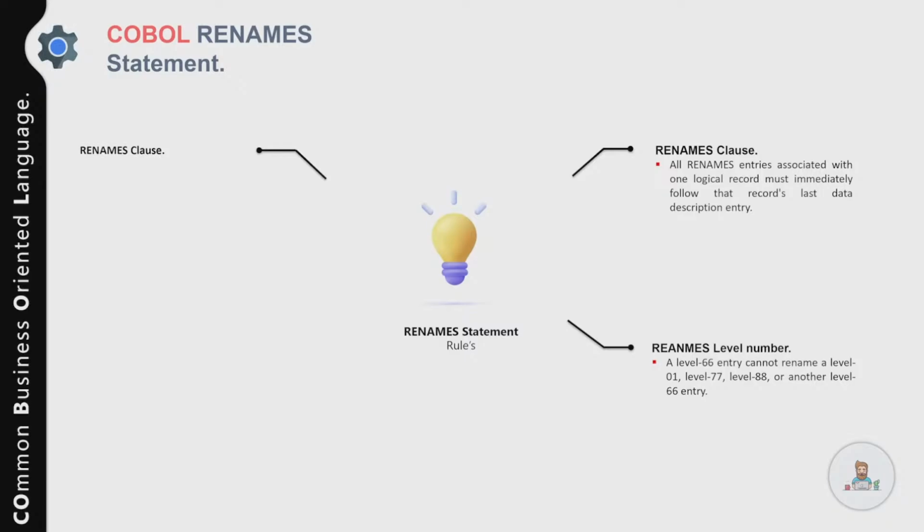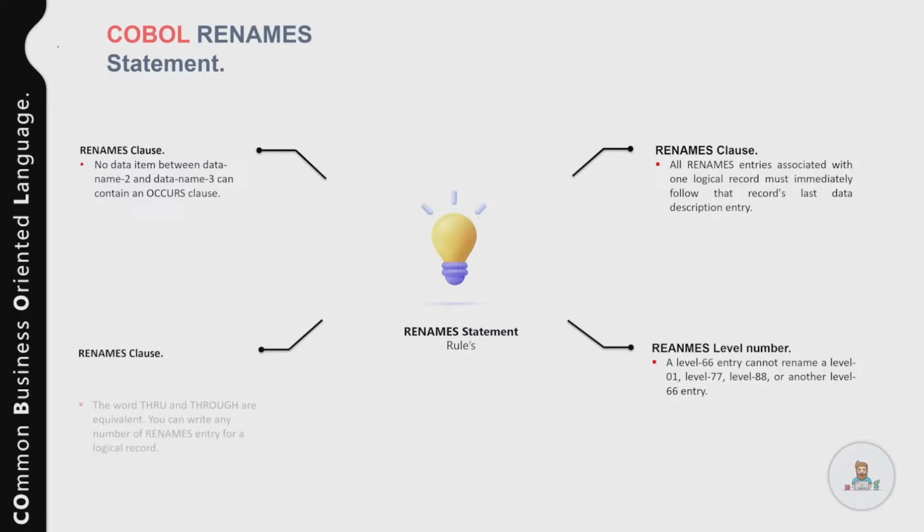Next one is no data item between data name 2 and data name 3 can contain an occurs clause. And the last one is the abbreviation THRU and the actual word THROUGH are equivalent, and you can write any number of RENAMES entries for a logical record.